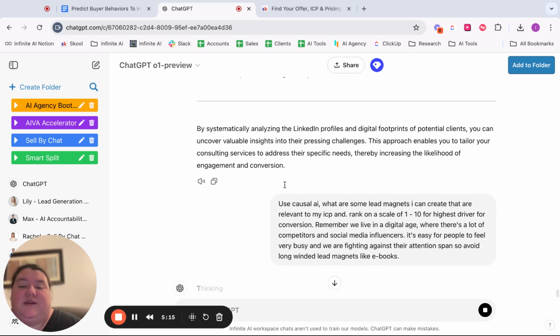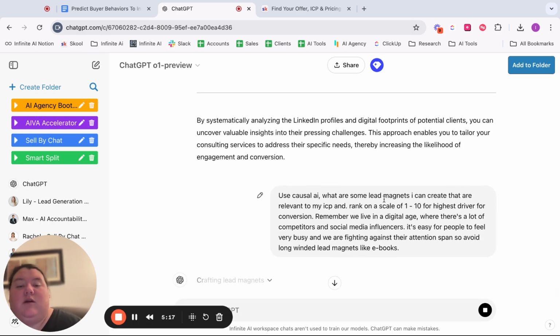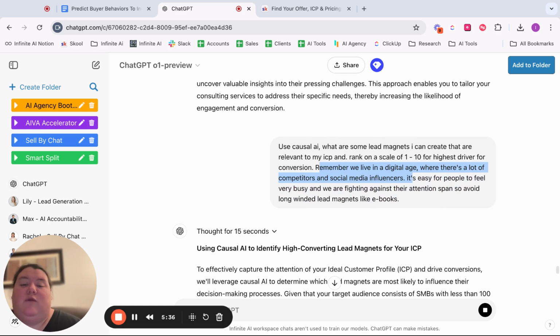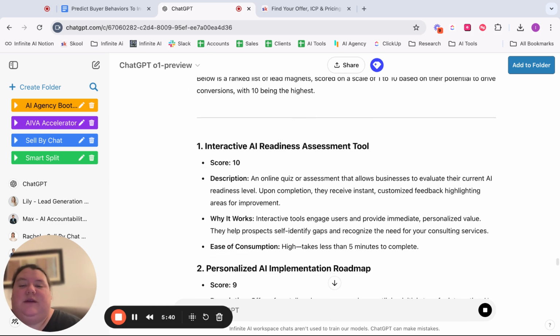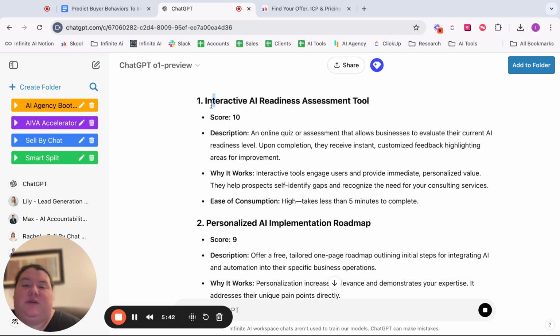So the prompt says, use causal AI. What are some lead magnets I can create that are relevant to my ideal client profile, ICP, and rank on a scale of 1 to 10 for highest driver for conversion? Remember, we live in a digital age where there's a lot of competitors and social media influencers. It's easy for people to feel very busy, and we're fighting against their attention span, so avoid long-winded lead magnets like ebooks. So now it's going to give me some tools or some things, right?